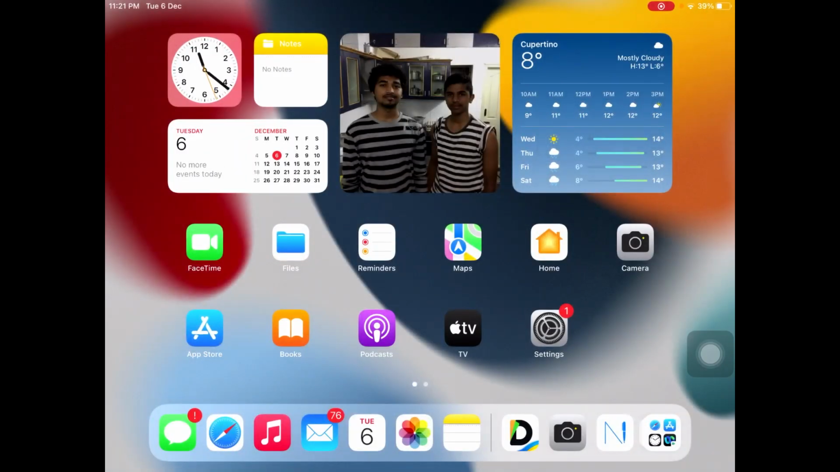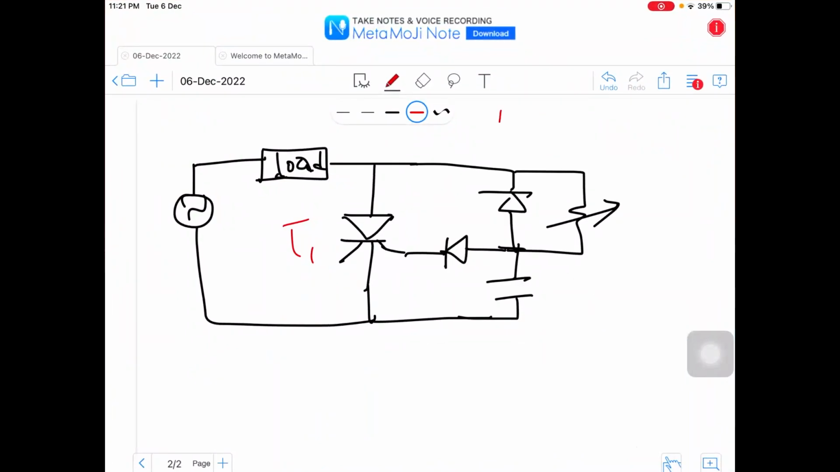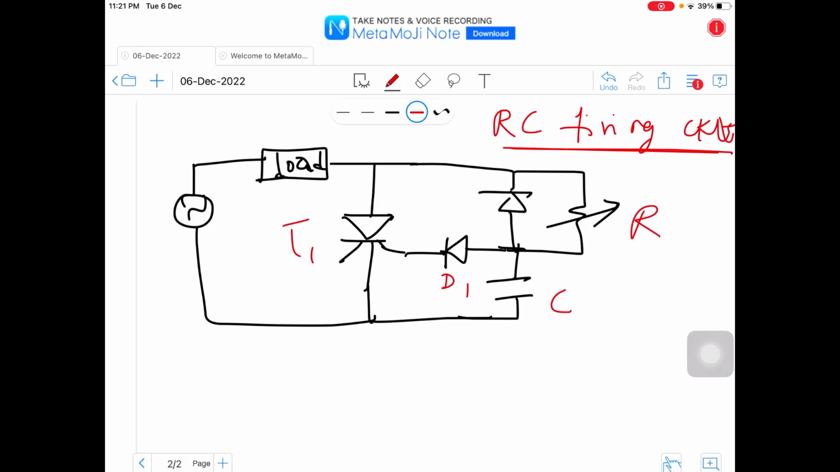Hello everyone, we will check about the RC firing circuit for the thyristor. In the RC firing circuit you can see there is a variable resistance R along with a capacitor. There are two diodes D1 and D2 connected in a combination such that it could trigger the thyristor T1. This is the AC supply given.